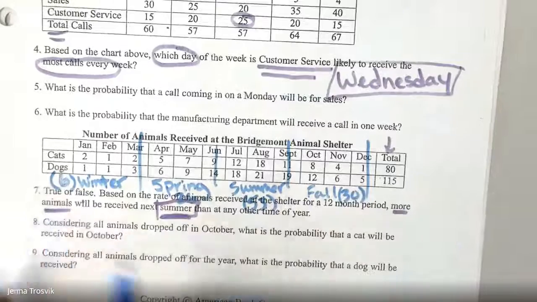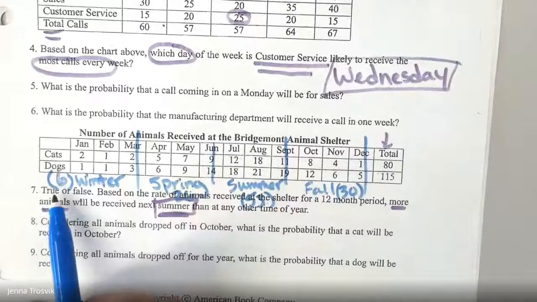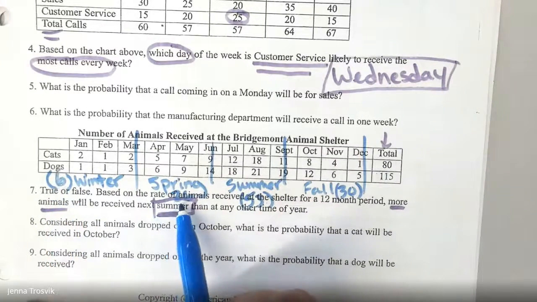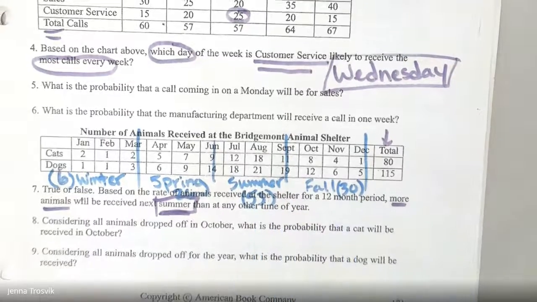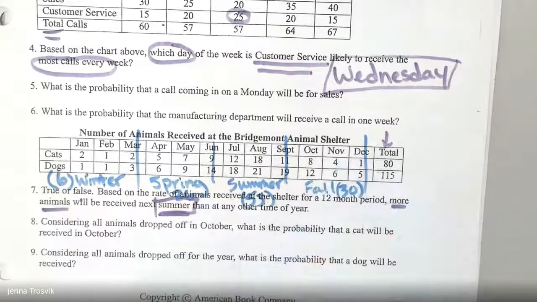Now, this is just dogs. So for dogs, in the winter, they adopt about 6. In spring, 26. In summer, about 53. And in fall, 30. So that was just the dogs. So let's look at the cats. Let's see if that will affect our totals at all.